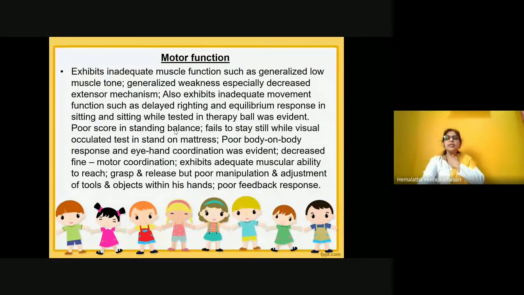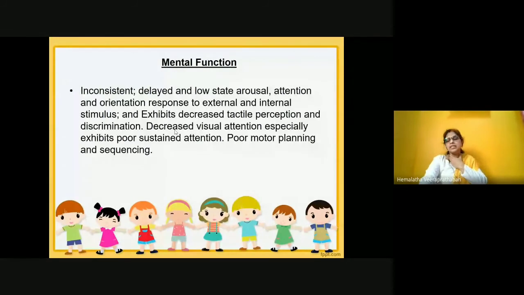She exhibits adequate muscular abilities to reach. Yeah, this is what I said. She has adequate ability, but she has inefficiency. She is able to reach, grasp, and release, but she has an inefficient way of manipulating and adjusting tools and objects within her hands. So basically, we conclude she has poor feedback responses in motor aspects, even though she has good motor skills.